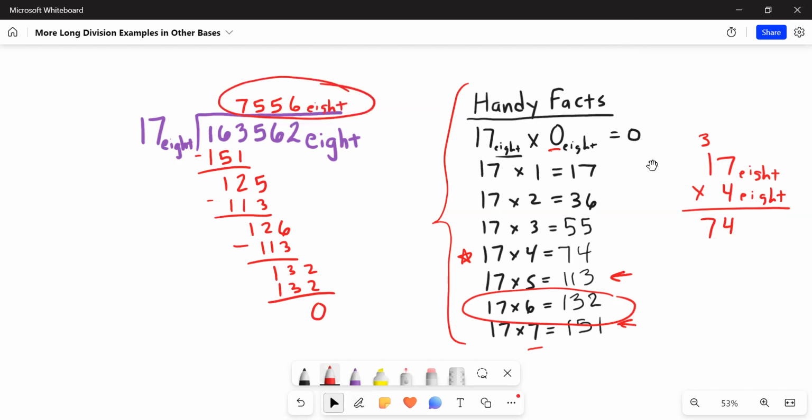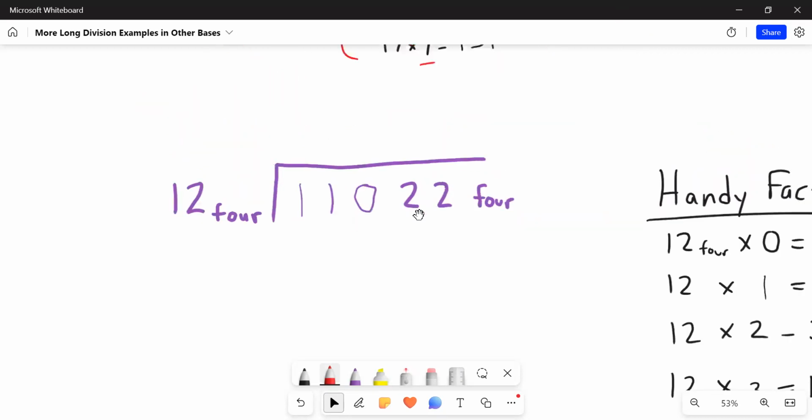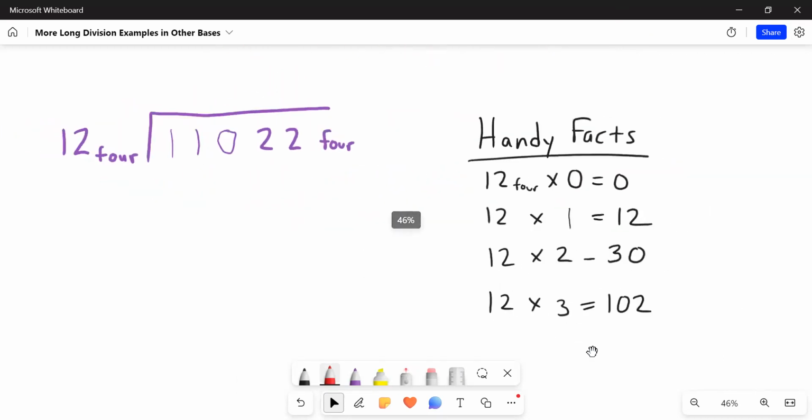Okay, let's take a look at a second example in base 4. All right, I already have the handy facts here as well. Notice there's only 4 facts. The multiplication 0, 1, 2, 3. And really, I only had a little bit of work for the last 2, the first 2 being obvious again. All right, so 12 doesn't go into 1 or 11, but it does go into 110 3 times. So 3 times 12 is 102.